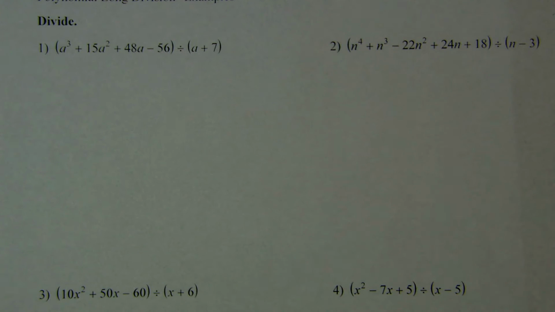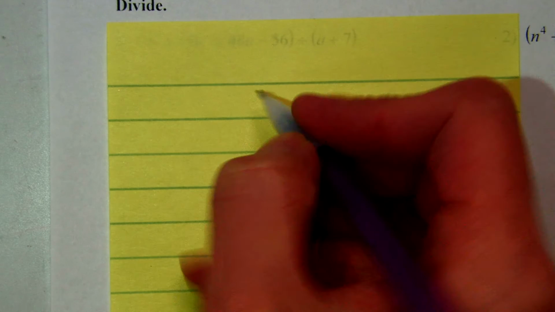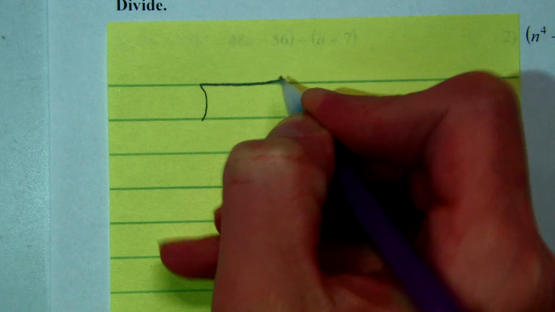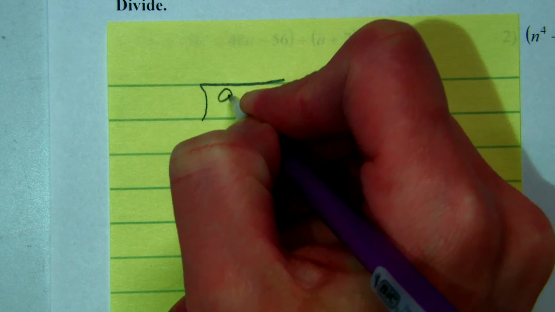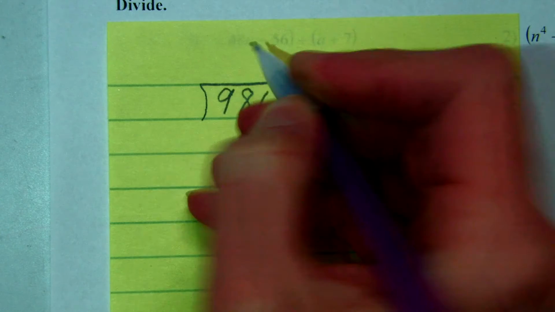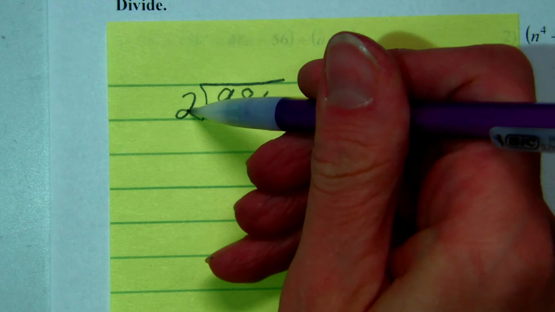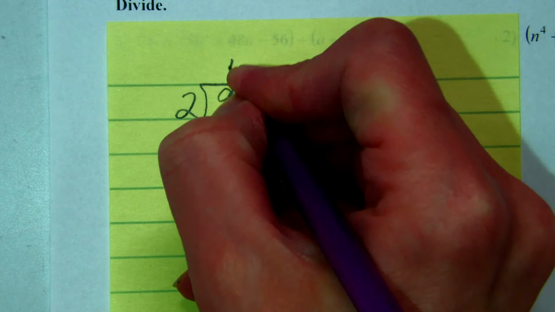Okay, we're going to look at polynomial long division first today, but before we do that, I want to review the steps from just regular long division. So I'm going to put up a post-it note here and just kind of go through the steps. So let's say that we are going to divide 986 by 2.